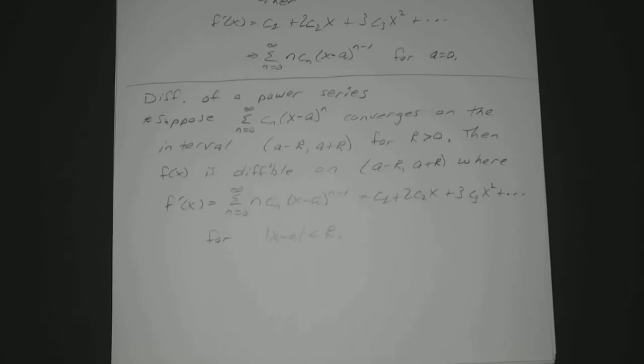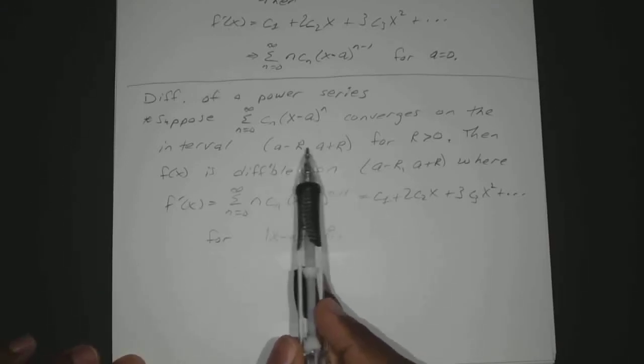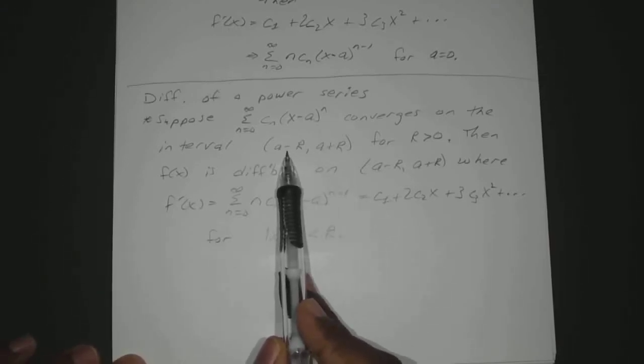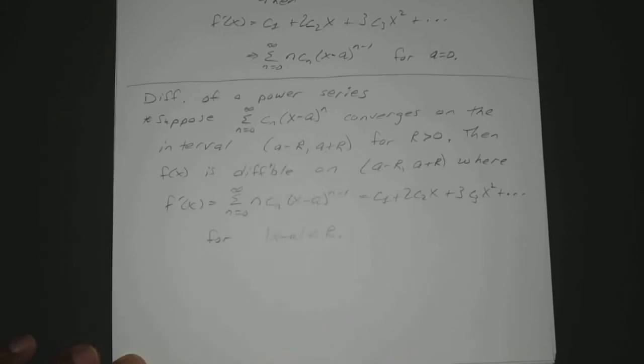Okay. Now the only thing that changes a little bit is that this lets us know that it's differentiable on the open interval from a minus r to a plus r. We still don't know about the endpoints. So you have to plug the endpoints in separately and find out whether or not they converge.